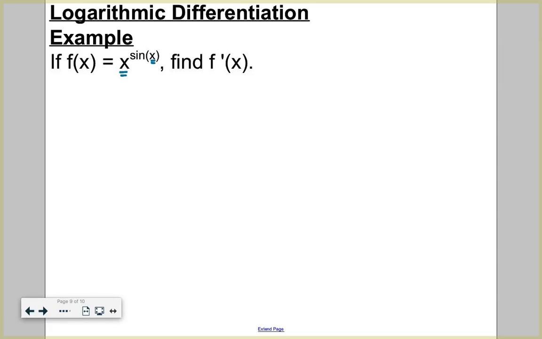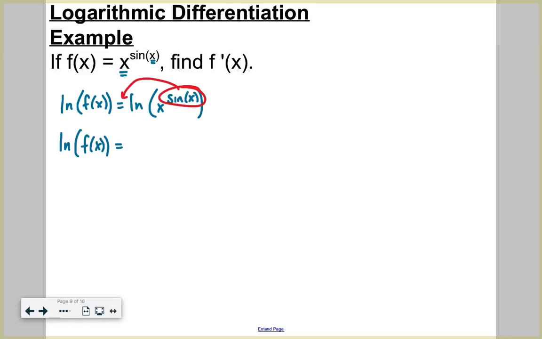Let's do it. So we're going to have the natural log of f of x is equal to the natural log of x raised to the sine of x power. And we can bring the sine of x down to the coefficient, giving us the natural log of f of x is equal to sine of x times natural log of x. And wouldn't you know it, there's a product rule again. Starting to notice a pattern? I hope so. All right, now calculus time.